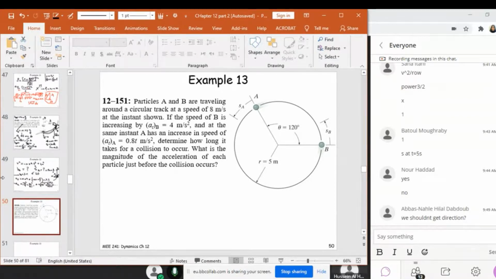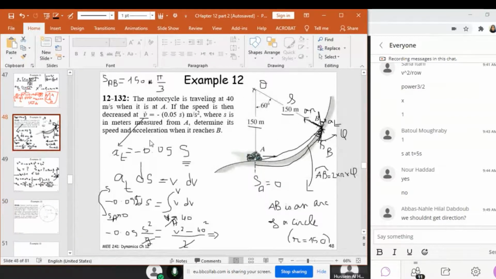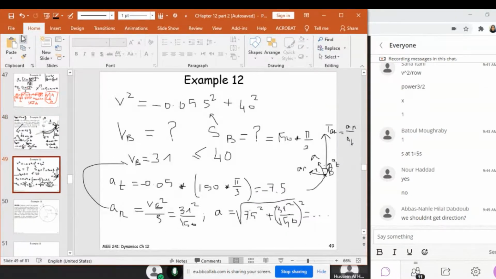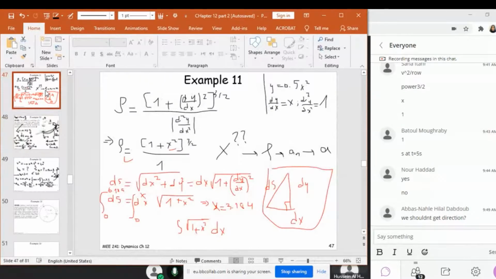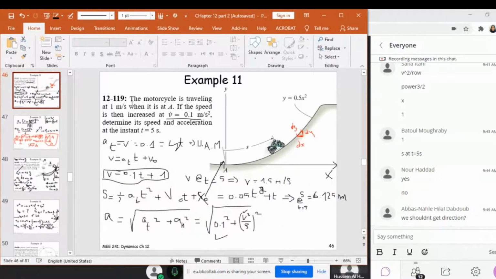Oh, we should get direction. Yes, you're right. We should get direction because they are saying determine the acceleration. You're right. So how to get the direction? In fact, if you go back here, and let's say this is at t equal to 5 seconds, this will be at, and this will be an.